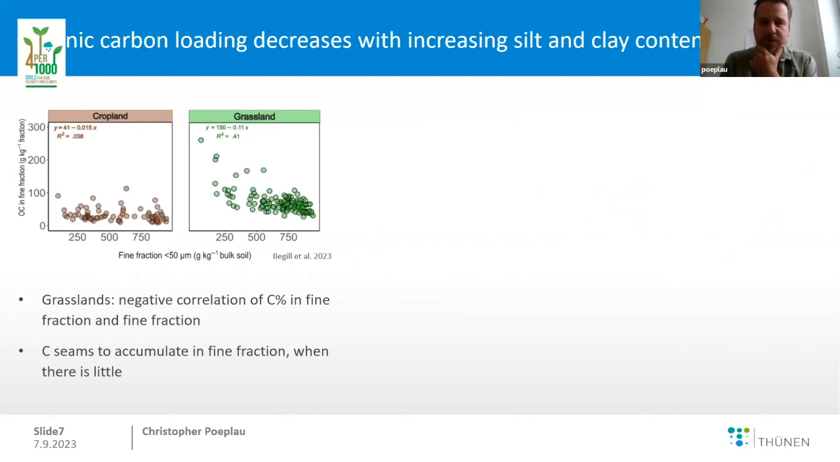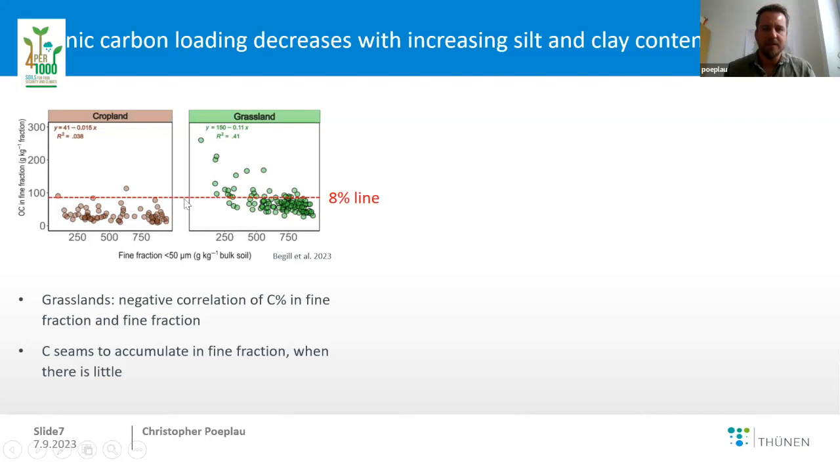So you can also turn around this data set, and now this C loading comes back into play. What I show here on the y-axis is the C loading of the silt and clay fraction. So how high is the carbon content in this fraction? And then we correlate that against the amount of fine fraction in the samples. And as you can see, in the croplands it's pretty stable, but especially in the grasslands you see there's a negative correlation. So carbon seems to accumulate in the fine fraction when there is little of this fine fraction. This is an interesting finding, I think.